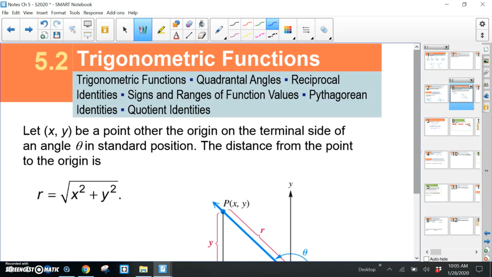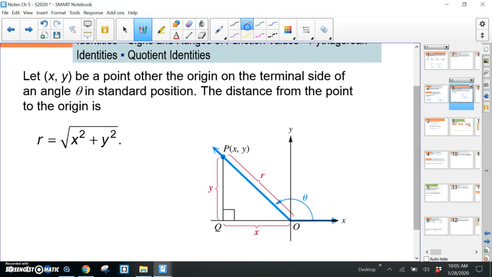5.2 Trigonometric Functions. We're really getting into trigonometry now, the study of triangles. It says, let (x, y) be a point other than the origin on the terminal side of an angle theta in standard position. So they're talking about this point right here. The distance from the point to the origin is given by this formula.